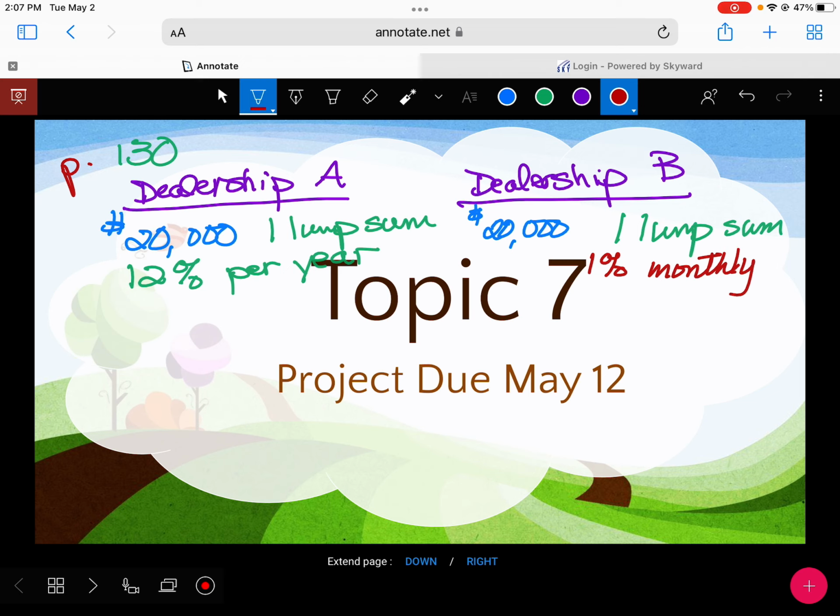Anybody else have any thoughts? Maybe it's like a one lump sum. One lump sum means you pay for everything one time. You're not paying it over several months or several years. You pay it all, the whole price, the interest plus the price of the car at one time. Okay? Any other thoughts before we begin?